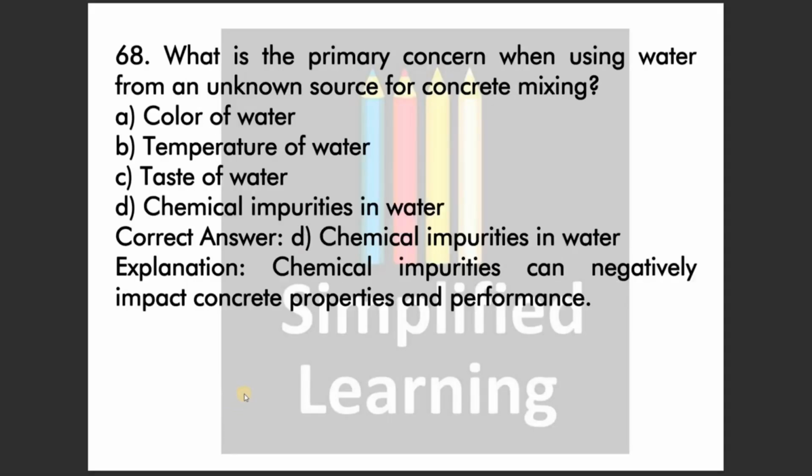And what is the primary concern when using water from an unknown source for concrete mixing? It doesn't have anything to do with aesthetic properties, that is, what is the color of water, or what is the temperature of water, what is the taste of water. Ultimately, the chemical impurities that are present in water are going to affect the concrete mix. That's why the correct answer is that chemical impurities in water is the primary concern.